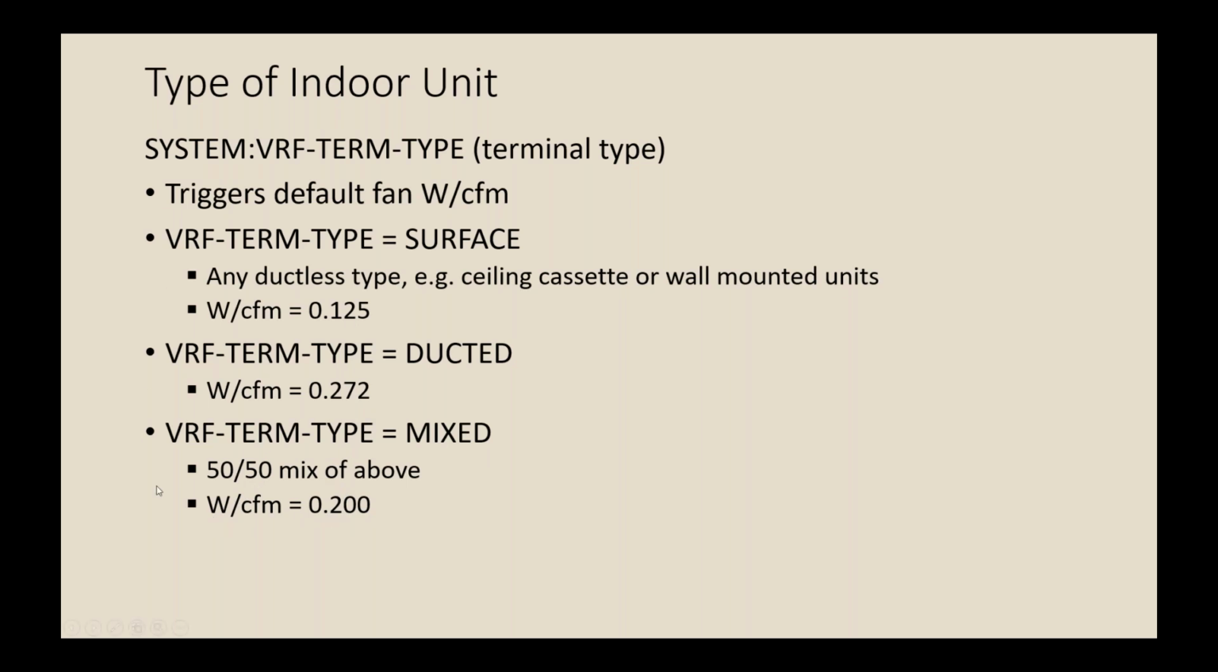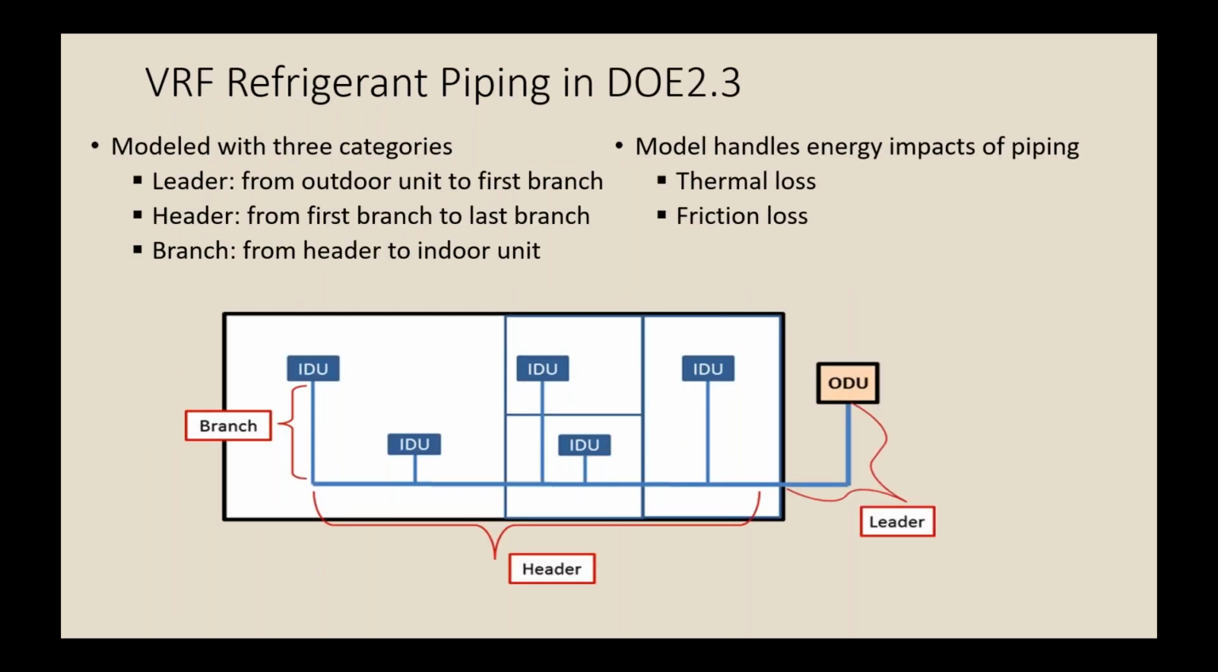If you don't like any of these numbers and you want to enter it yourself, you can just enter watts per CFM the way you normally would, or whatever method you want to use for handling the fan power in a PVVT system. But this is just a way to get a default that is based on the type of system you're looking at in the zone.